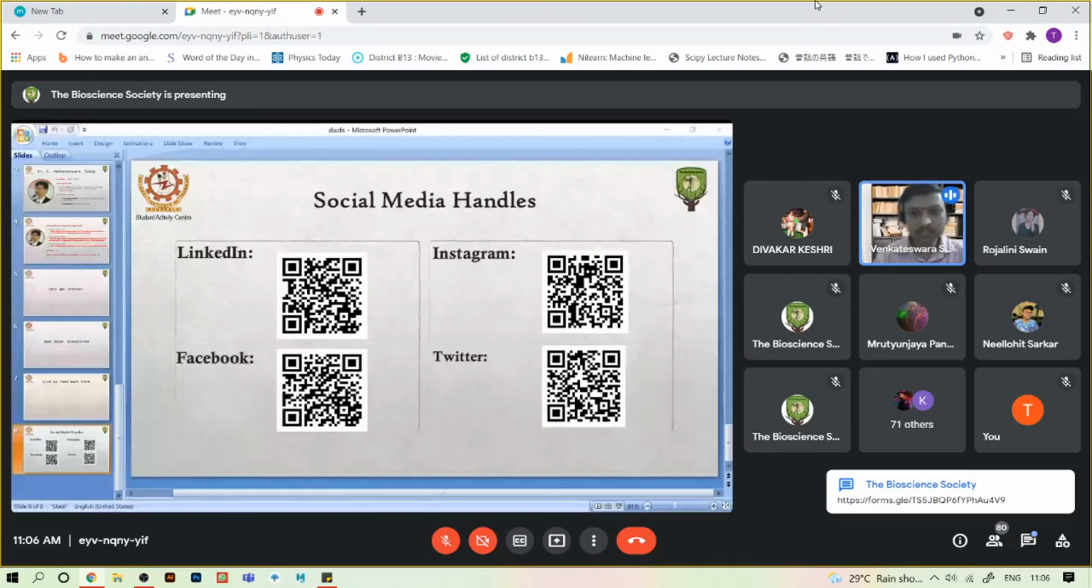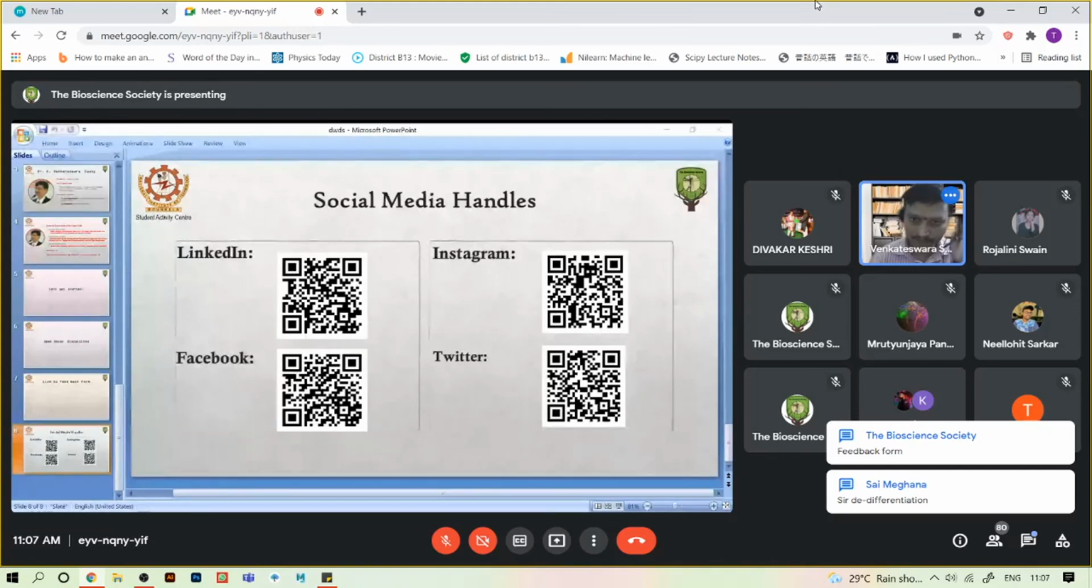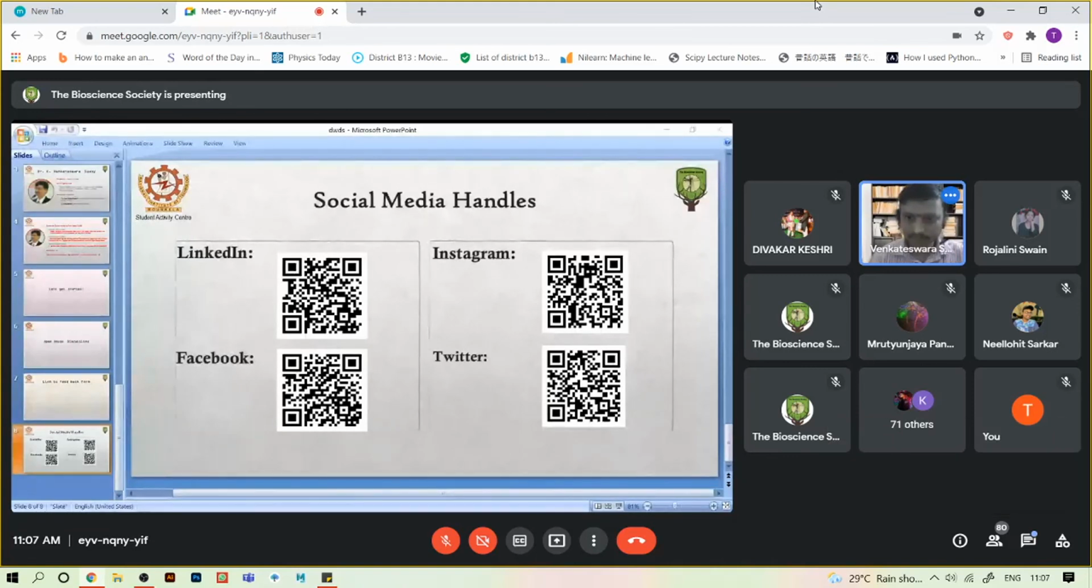Thank you one and all. Sai, I think you are satisfied, or any further questions? Here de-differentiation is nothing but how you can differentiate these cells completely from normal cells into tumor cells. That is the major thing.